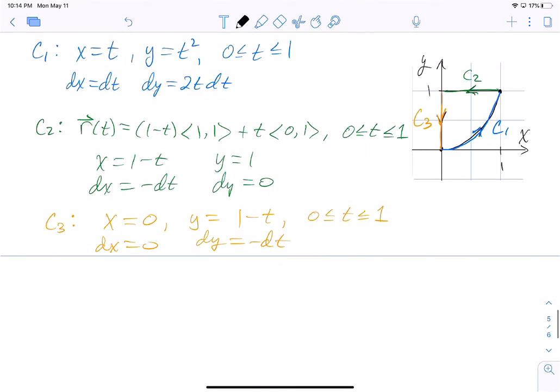Now we're going to put this together for the original integral, which was the line integral over C of x squared y squared dx plus xy dy. And pause here so you can complete that for the sum of C1, C2, and C3.